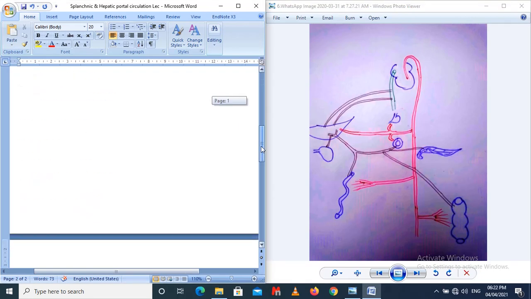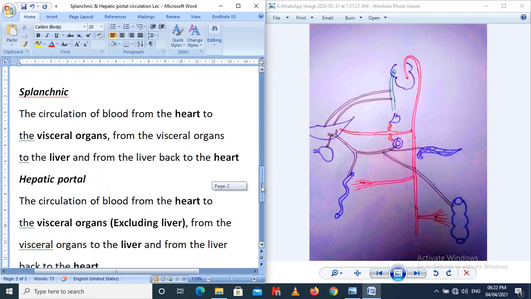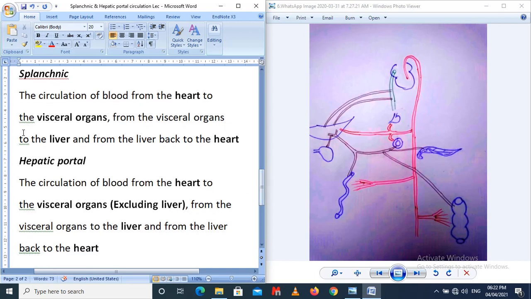And now coming toward the definition, on this page you can see that the splanchnic circulation is the circulation of blood from the heart to the visceral organ, from the visceral organ to the liver, and from the liver back to the heart. That is what we call the splanchnic circulation. The splanchnic circulation contains all the visceral organs, including the liver. You should be quite clear about this, that the splanchnic circulation includes the liver, while the hepatic portal circulation excludes the liver. The circulation of blood from the heart to the visceral organs, excluding the liver. This should be there in the definition, that it should exclude the liver.